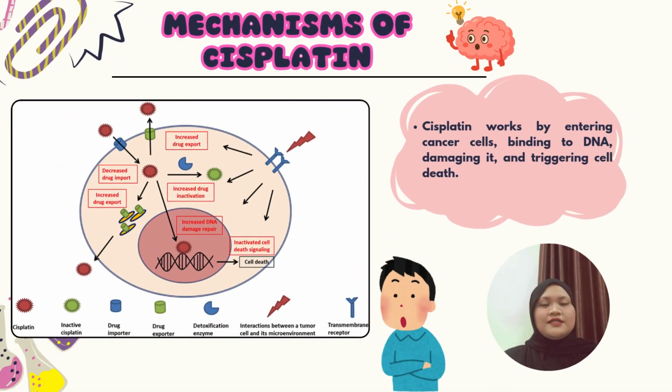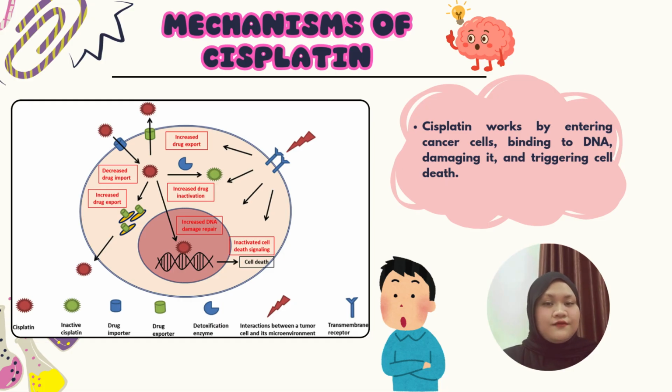Before we proceed to the next slide, I will explain the mechanism of cisplatin. So first, cisplatin works by entering the cancer cells through the cell membrane. Once inside the cells, the cisplatin will be activated. Next, cisplatin will bind to the DNA in the nucleus, and then it forms strong bonds with the DNA strands, which causes the DNA to be damaged.